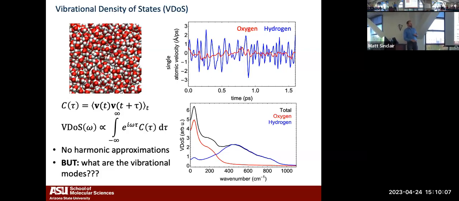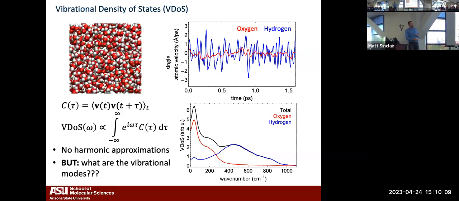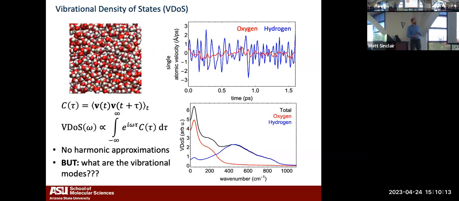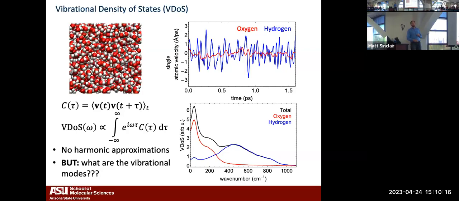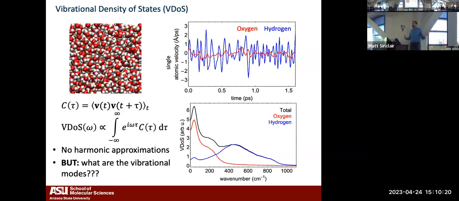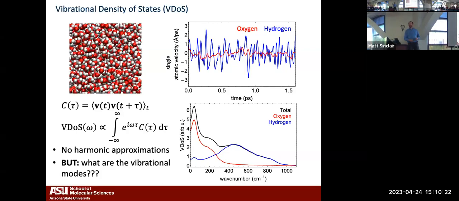The problem is that even though this is a correct spectrum, it doesn't tell you what these vibrations actually are. I already told you that this bump here at 200 wave numbers is the hydrogen bond network, for example. Well, I tell you that, but how do you figure that out? This technique doesn't tell you that.